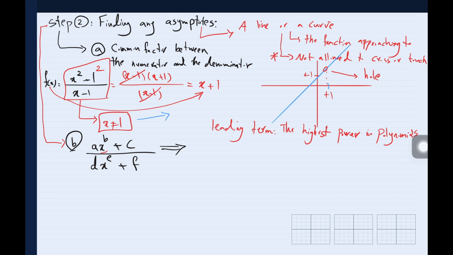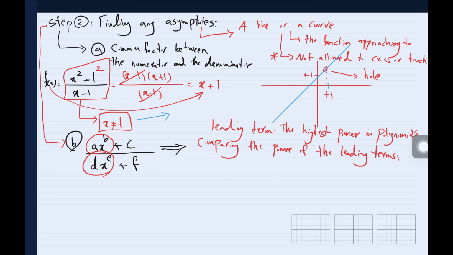So then in this case, this is going to be my leading term in the numerator, and also I have this as the leading term in the denominator. Now, if I compare the power of the leading terms, then I have 3 possible options.